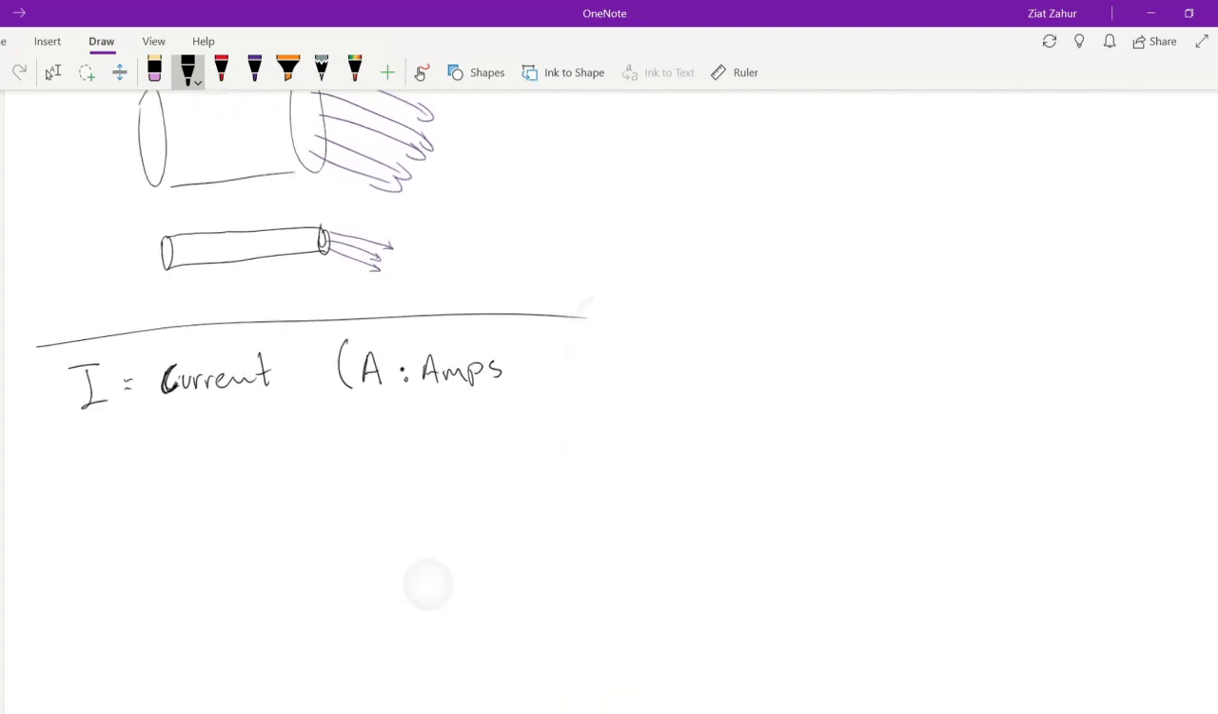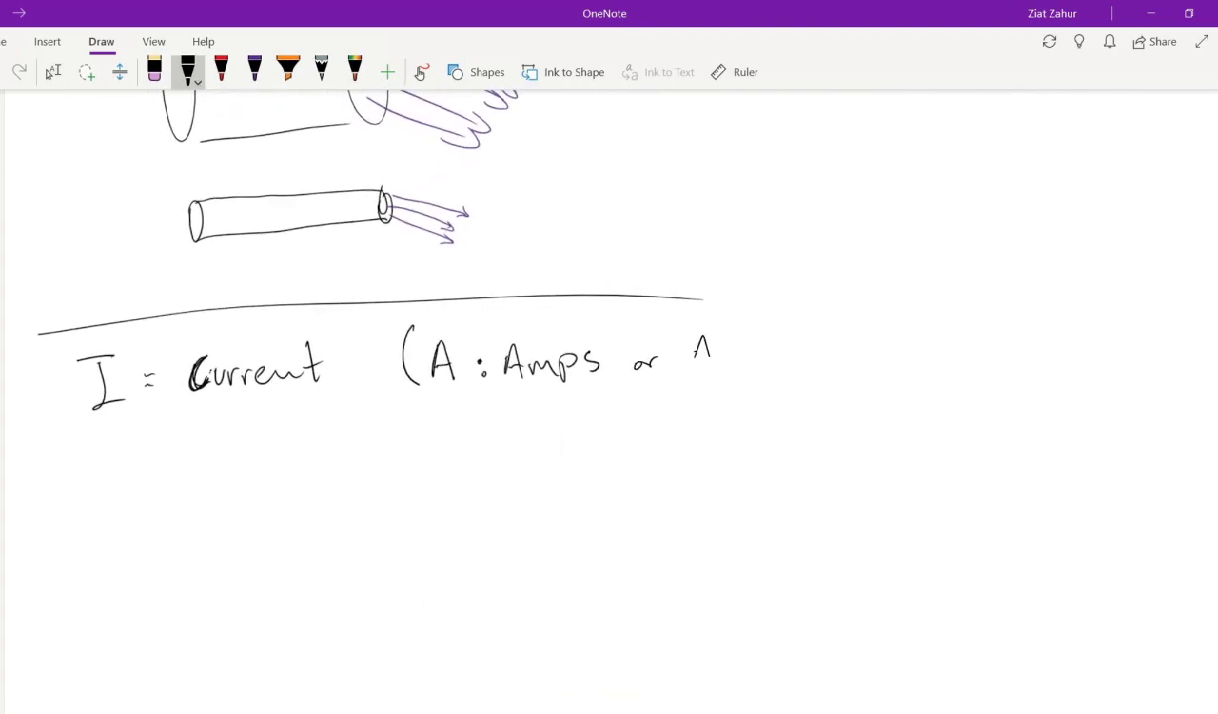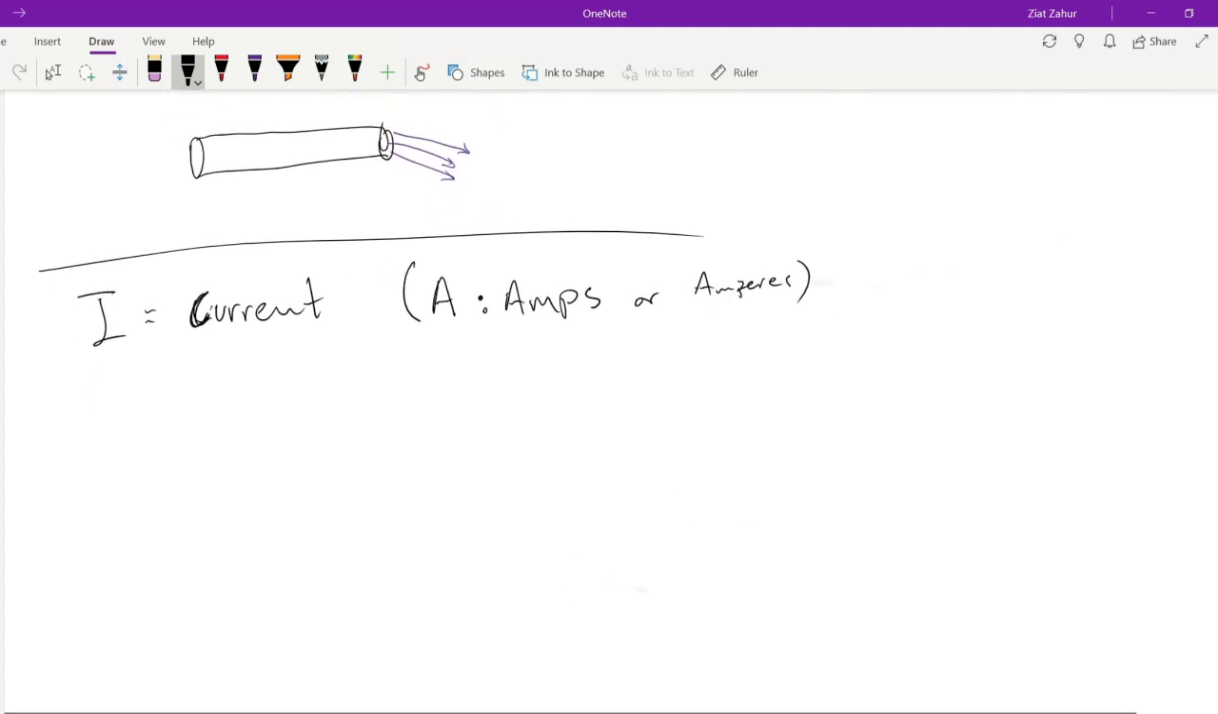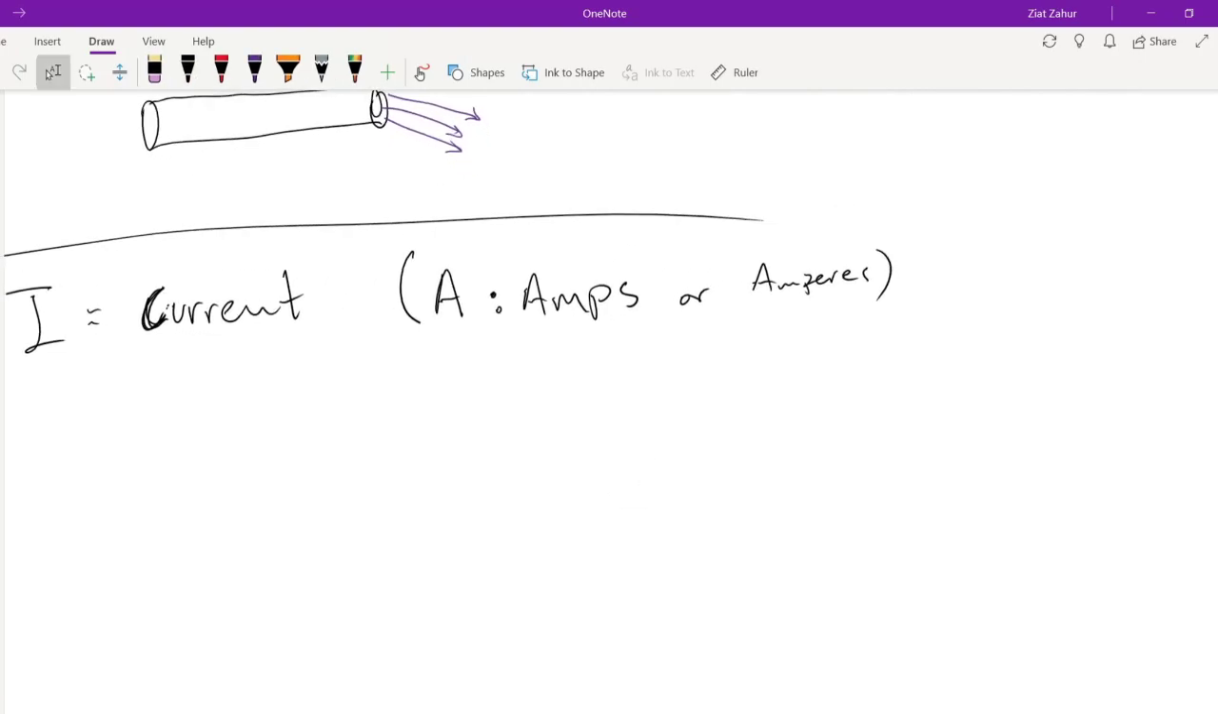Amps. Now amps is short for amperes. Amperes, no, amperes. Resistance is futile. Very funny. Current measured in amps, A. Okay.